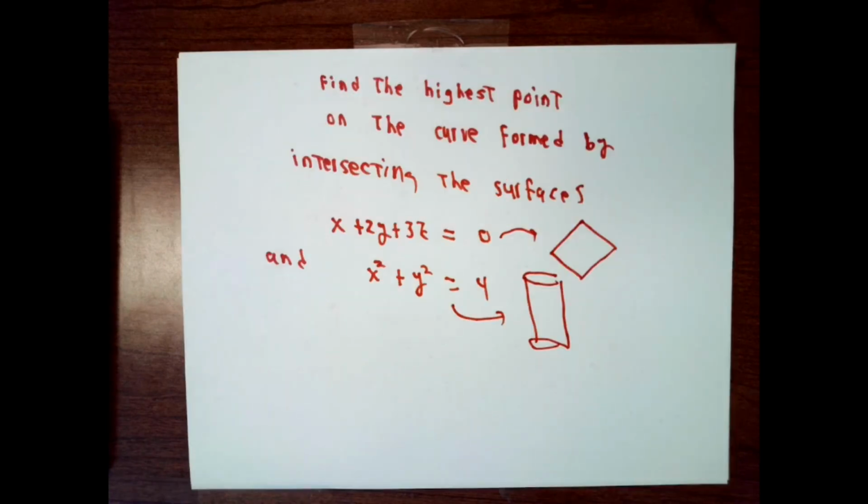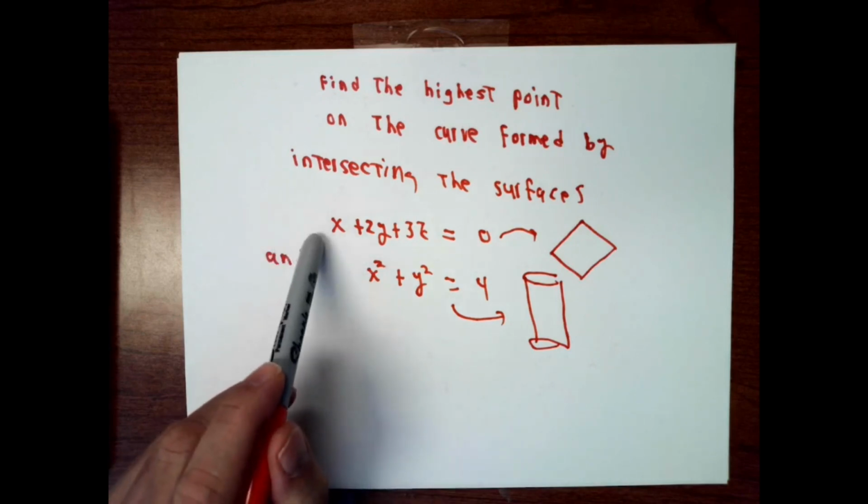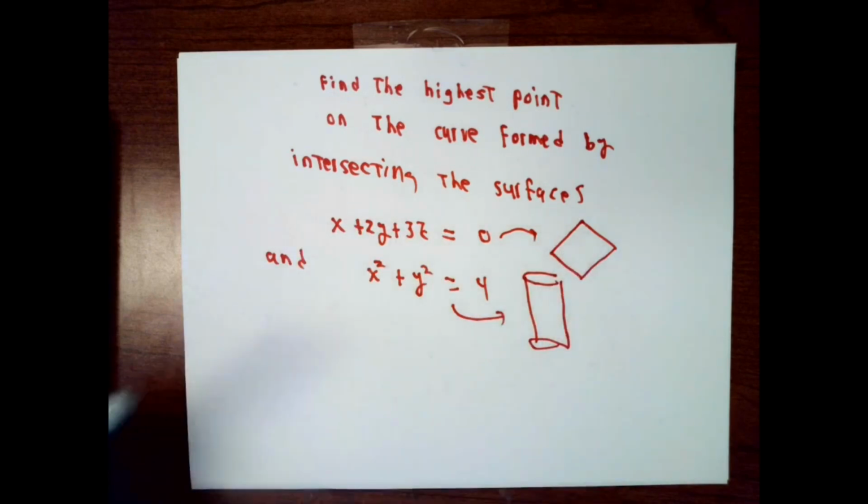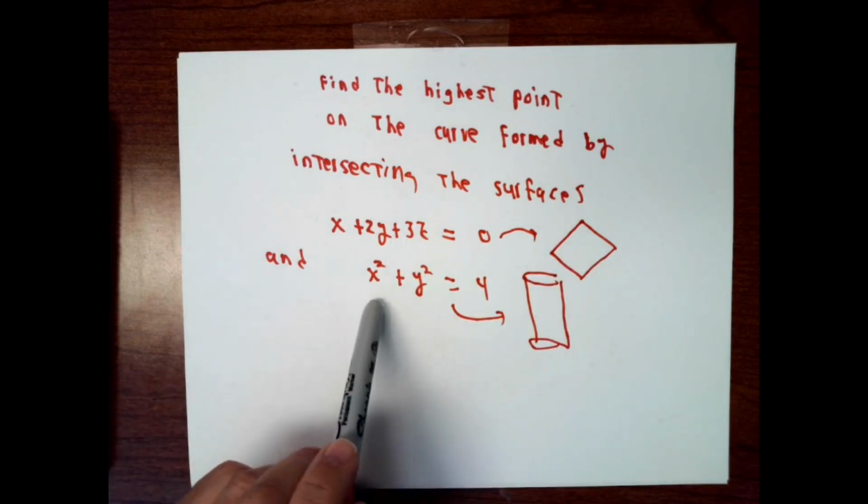As an example of this sort of thing, I'd like to locate the highest spot on the curve in three-dimensional space formed by intersecting the following two surfaces. One of them is x plus 2y plus 3z equals 0. Since this is linear, that surface is a plane. The other surface is x squared plus y squared equals 4.